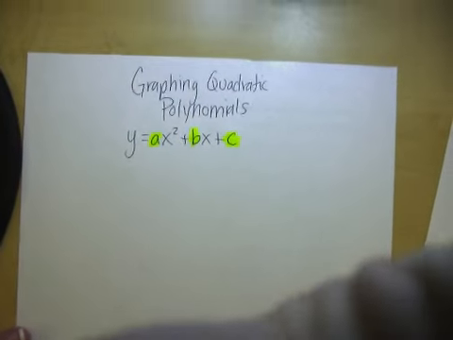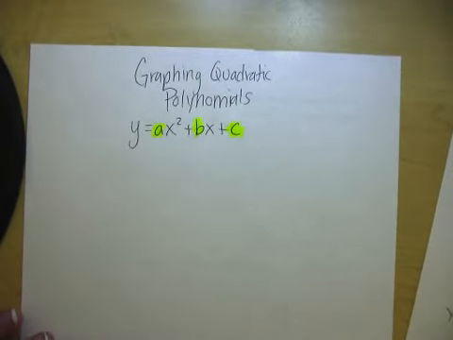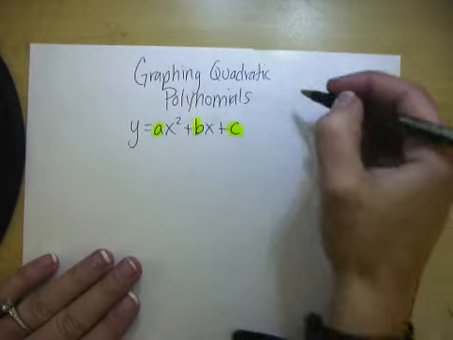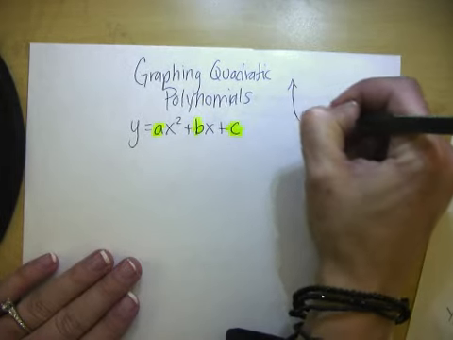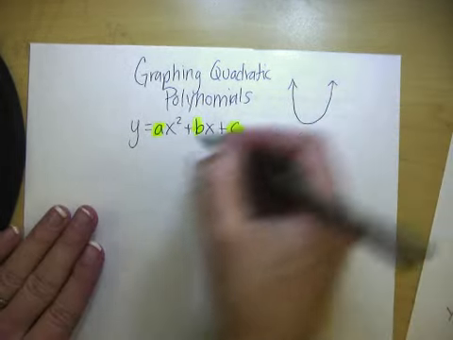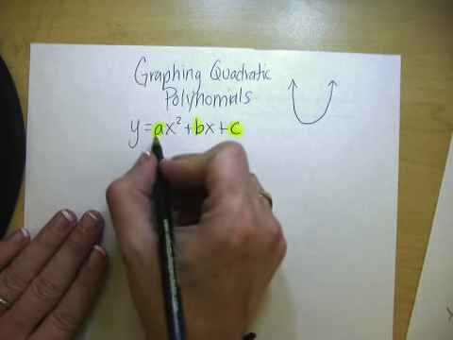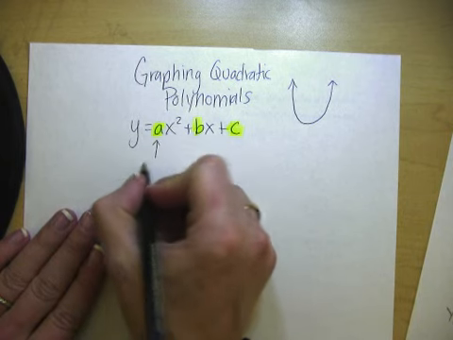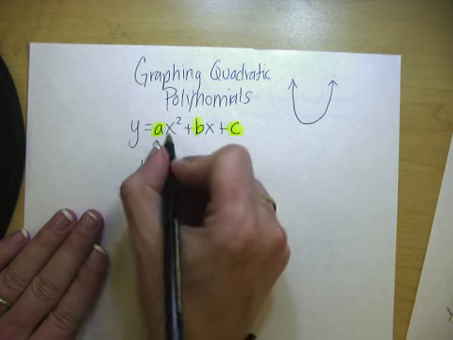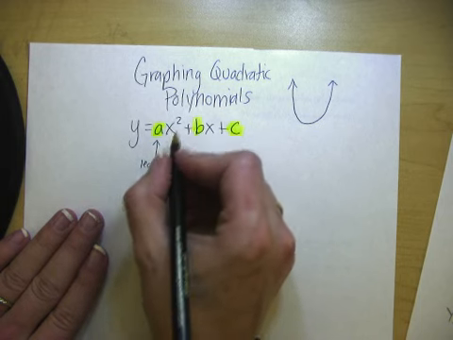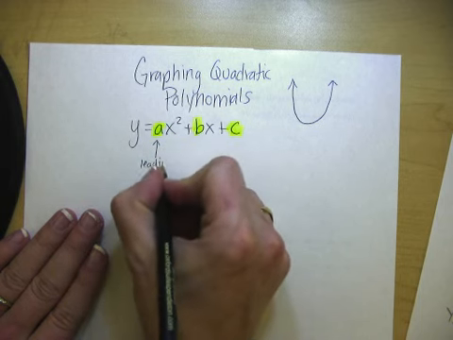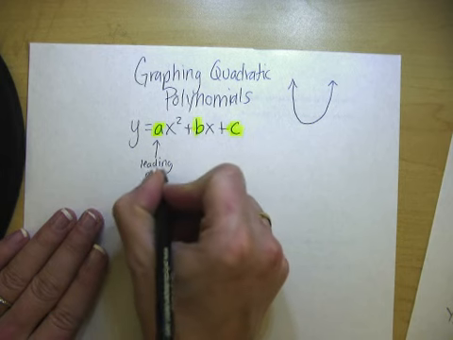So here's a quick review of how to graph polynomials. And again, as a reminder, the name of the graph is called a parabola. So as a review, we talked about a being the number in front of the quadratic term, the term that's to the second power, called the leading coefficient.